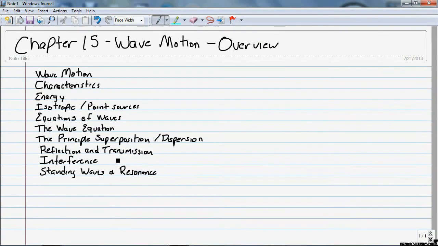So these are the topics that we're going to be discussing. It's quite a number of topics, but, as I said, these topics will carry us through many of the other chapters as we go through and relate different phenomena. We'll be relating that back to wave motion.